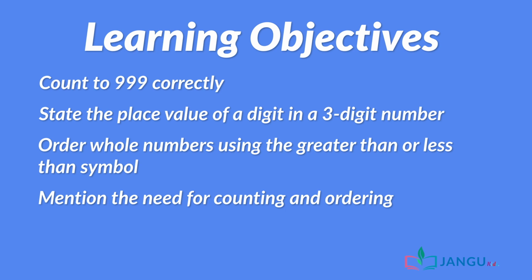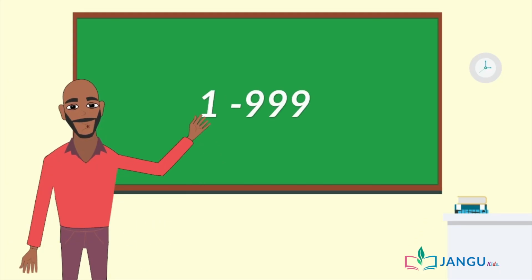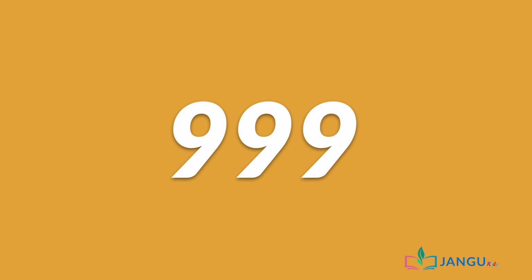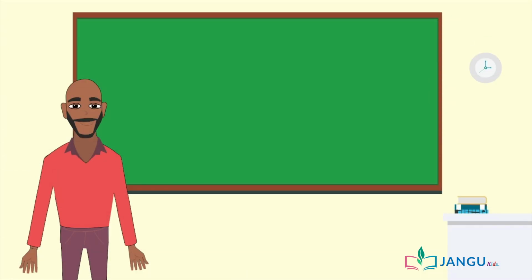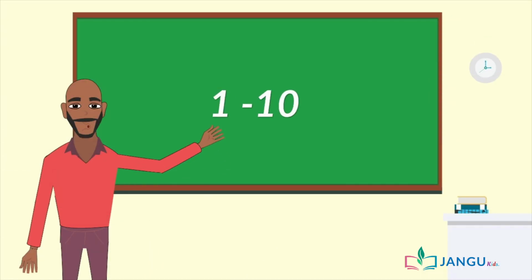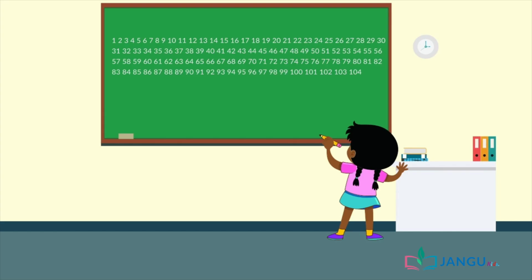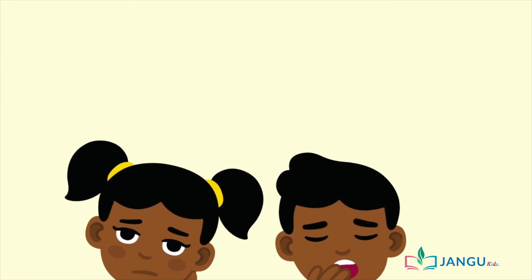Then let's begin. To count from 1 to 999, you would have to count 999 whole numbers, starting from 1 and ending with 999, just like you would count 10 whole numbers to count from 1 to 10. Now remember, a whole number is usually any number that is not a fraction or a decimal. Now, counting whole numbers to 999 takes much more time.